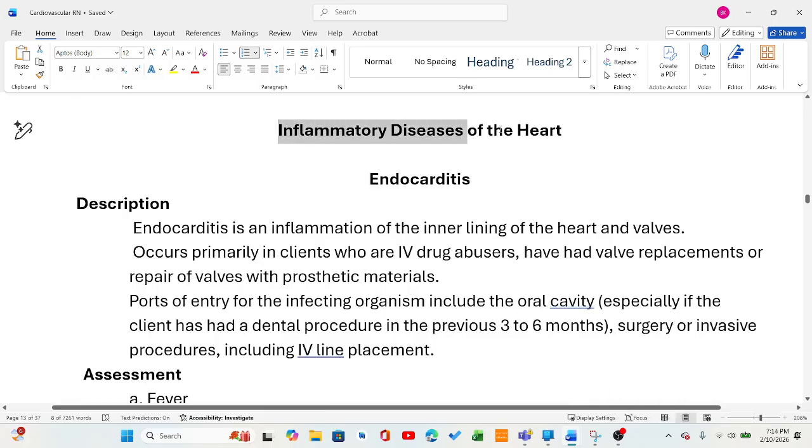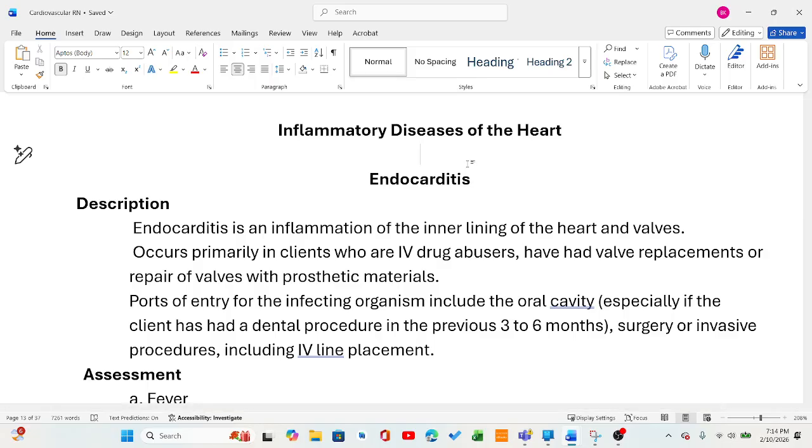Now let's look at the infection of the heart. The first thing I'm going to talk about is inflammatory disease of the heart. So what are the inflammatory diseases of the heart? Anytime you have an infection, think about the word itis.